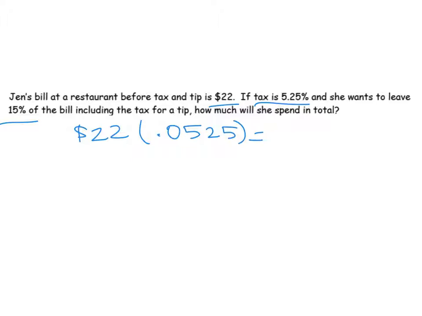All right, when you multiply that, you get 1.155. Again, we only want 2 decimal places, so I need to look at the third number, and it's going to tell me to round up or stay the same. And since it's 5, we're going to round up. So that means that the tax amount would be $1.16 when you round.